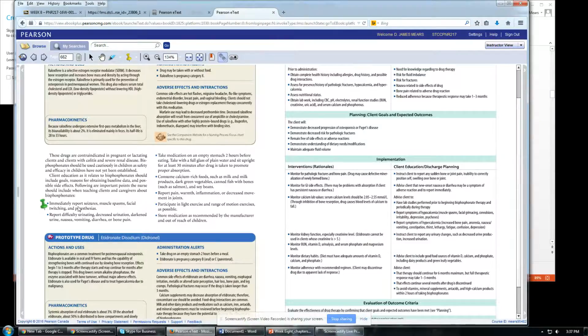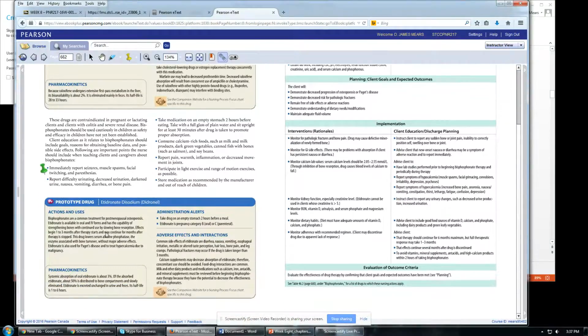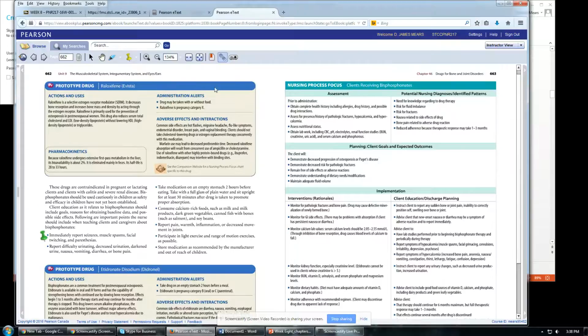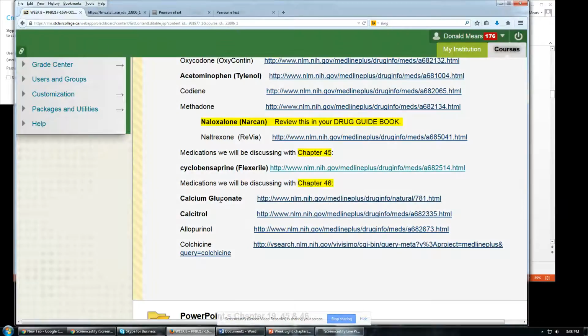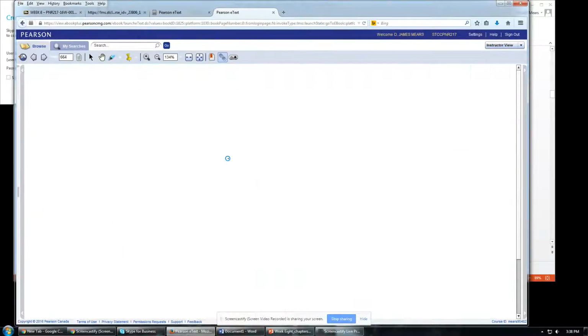And here we have, immediately report any seizures, muscle spasms, or facial twitching when on this medication. We're not going to have you read this one. You don't have to read that at the moment. We're not going to have you read Evista. The medications that you are required to know are calcium gluconate, this is under Blackboard, and calcitriol. We're going to talk about gout and allopurinol and colchicine in the next few minutes. So I'm going to move forward to gout.